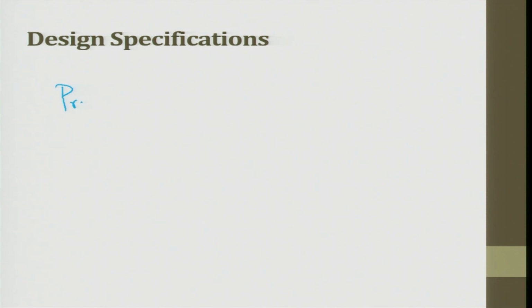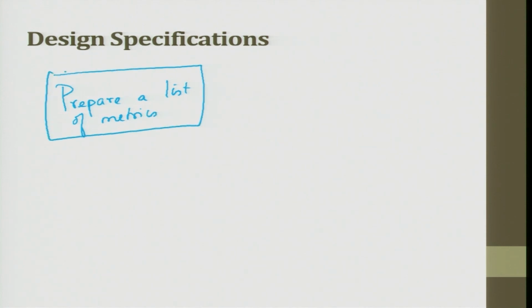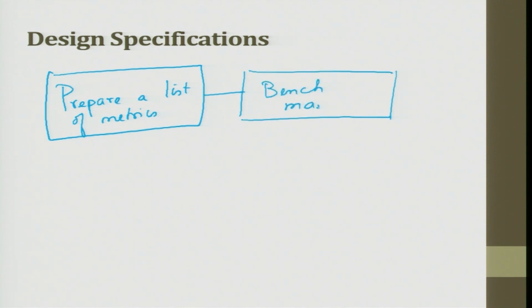So, this is a block diagram which talks about design specification. Prepare a list of metrics, and then you do a benchmarking, and then you try to do a value assignment to metrics.